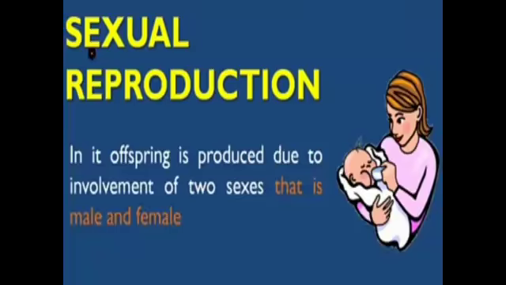Now we will study sexual reproduction. In sexual reproduction, offspring is produced due to the involvement of two sexes, that is male and female. Here the individual, the baby, is only produced if two sexes are involved. If both the sexes are involved, then only the offspring is produced, whereas in asexual reproduction only a single parent was involved.